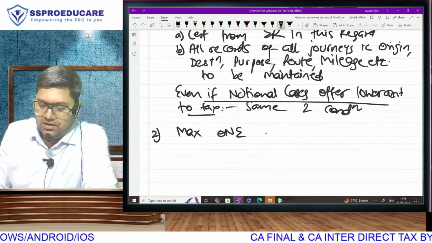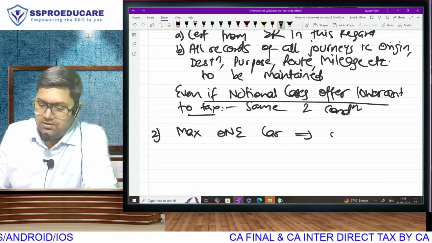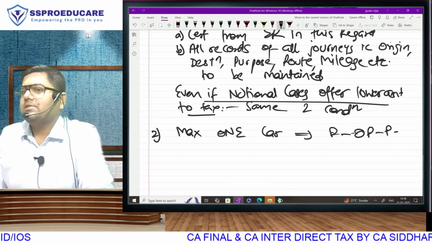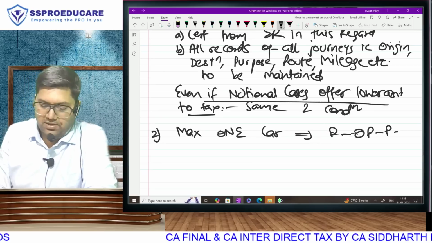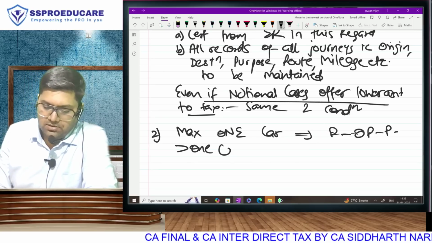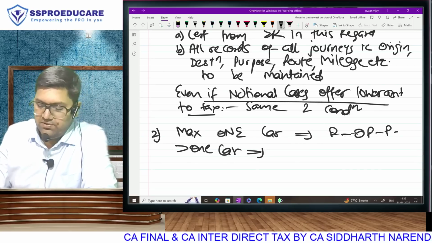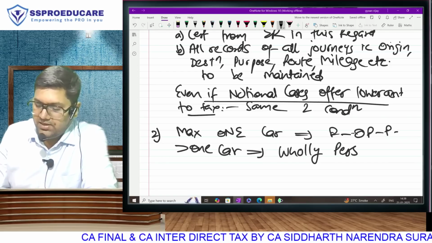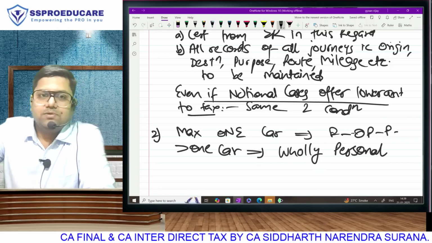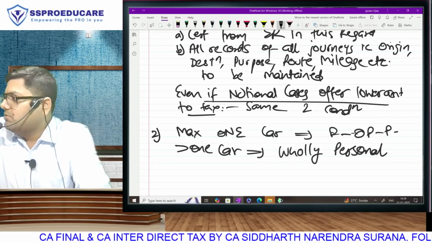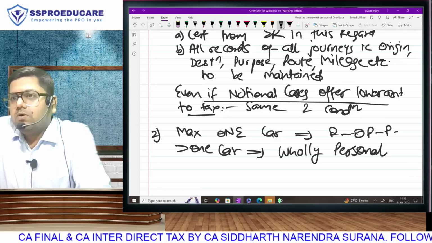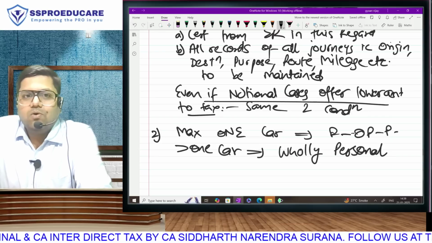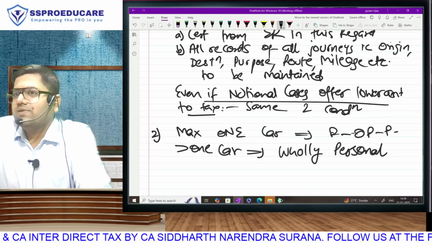maximum one car can be classified under POPP. Maximum one car you can put under there. If you have more than one car that your boss has given you, it will be compulsorily taken as wholly personal and everything will become taxable. Supposing your boss has given you 2-3 cars, all the cars you are using sometimes for office, sometimes personal, all the cars you pay tax on such a low amount, 1,800.